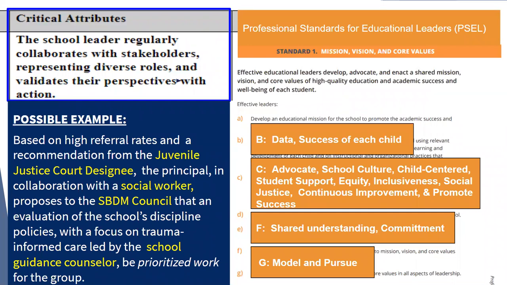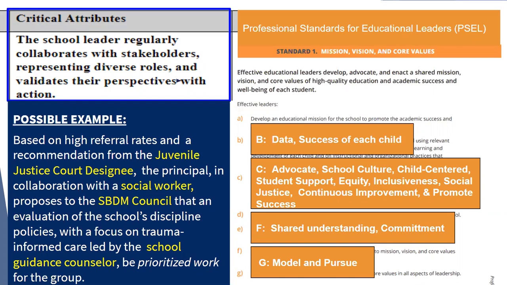Based on high referral rates and a recommendation from the juvenile court designee, the principal, in collaboration with the social worker, proposes to the site-based decision-making council that an evaluation of the school's discipline policies with a focus on trauma-informed care led by the school guidance counselor be prioritized work for the group. As we scrutinize this example to determine correlation to the critical attribute and elements, let's make some obvious connections.